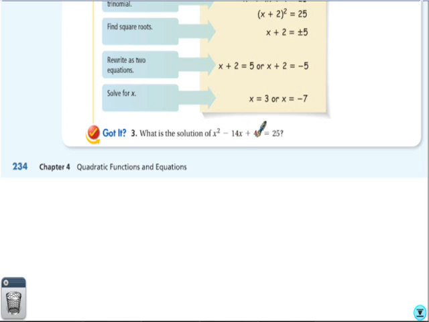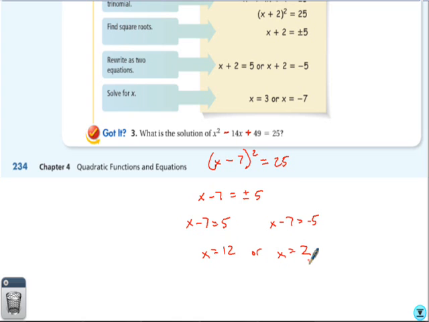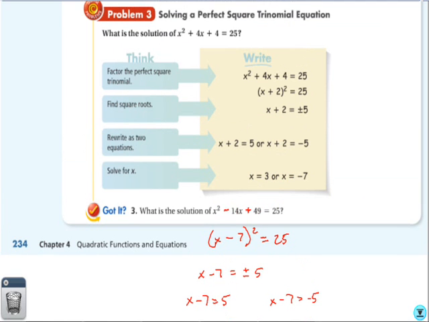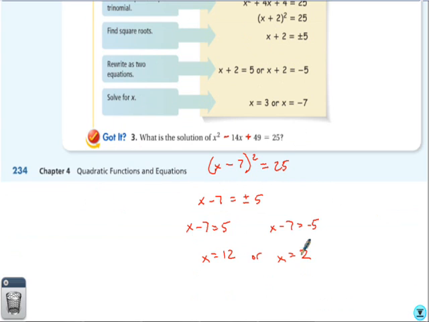Let's factor this. Hopefully you recognize that this is a minus and this is a plus. So I know it's going to be x minus 7 squared, and that equals 25. You can check that by doing FOIL. Then I'm going to take the square root of both sides. So I have x minus 7 equals plus or minus 5. Then I'm going to write two equations. x minus 7 equals 5, and x minus 7 equals negative 5. And I get x equals 12, or x equals 2. I can always go back and plug both those in, and it'll prove itself correct.